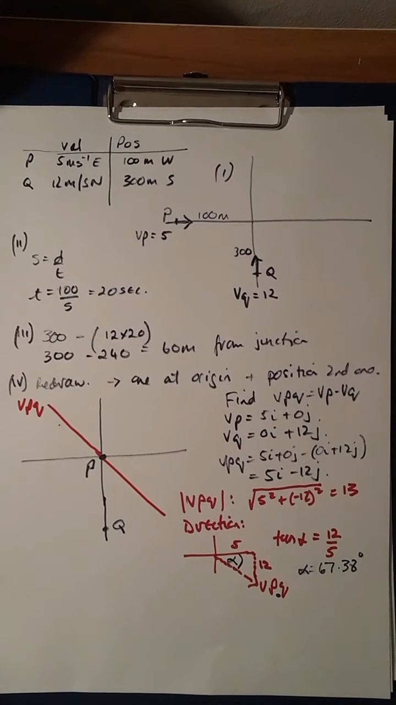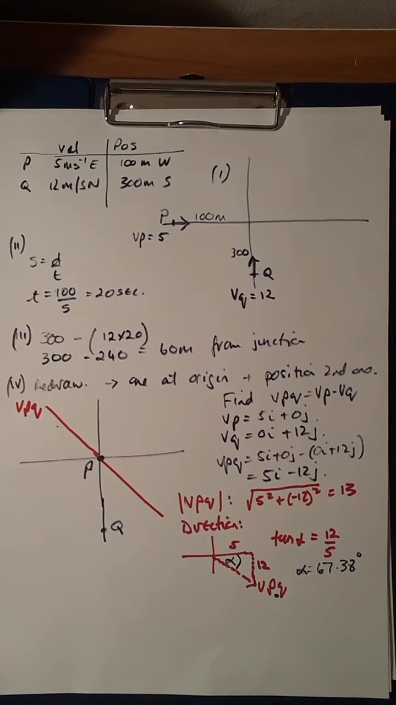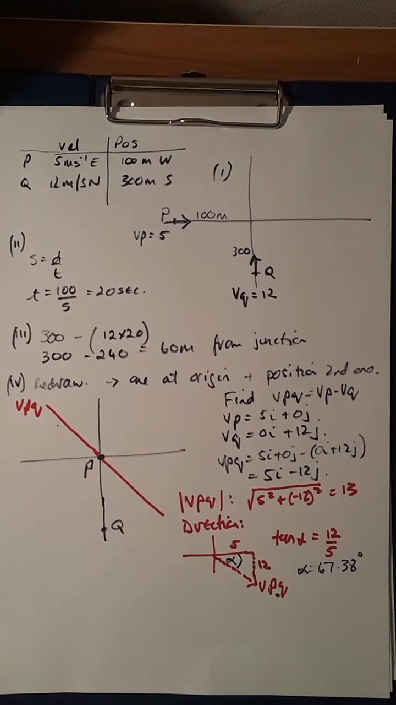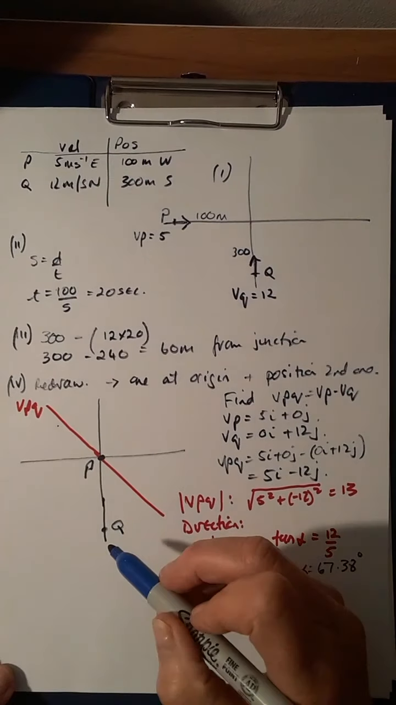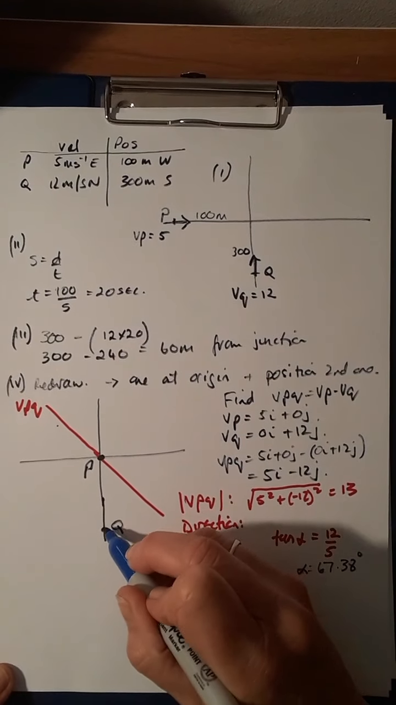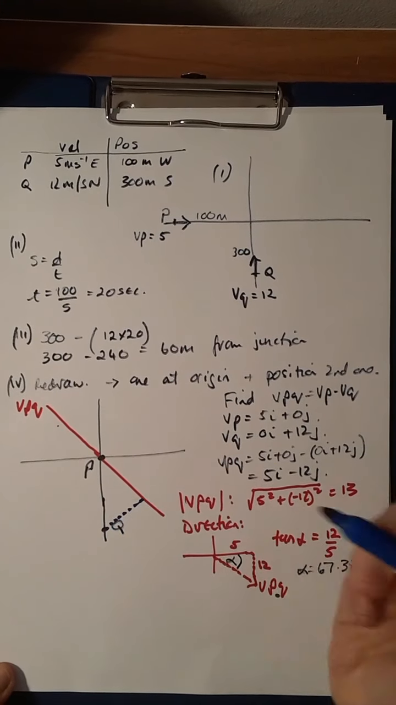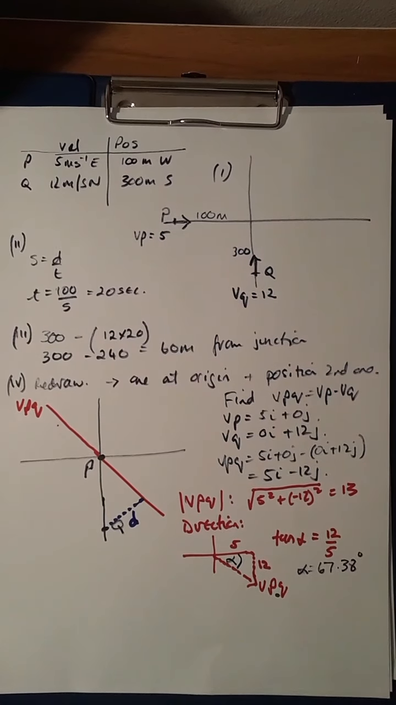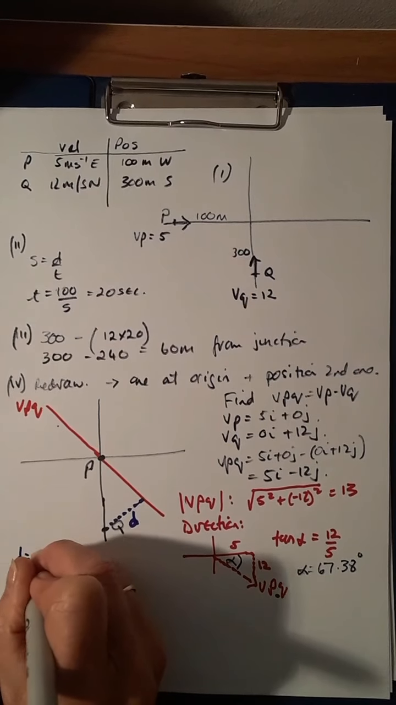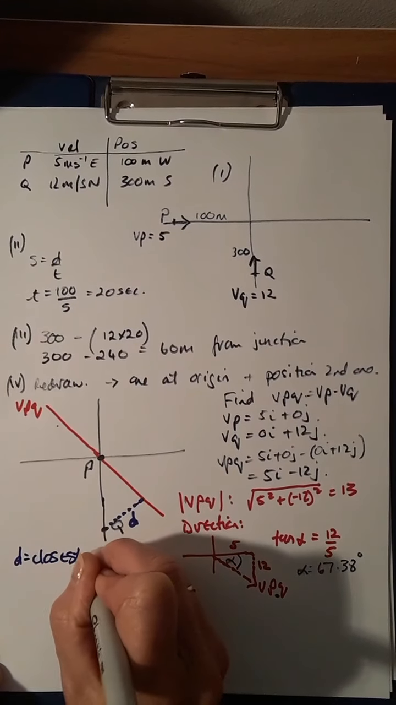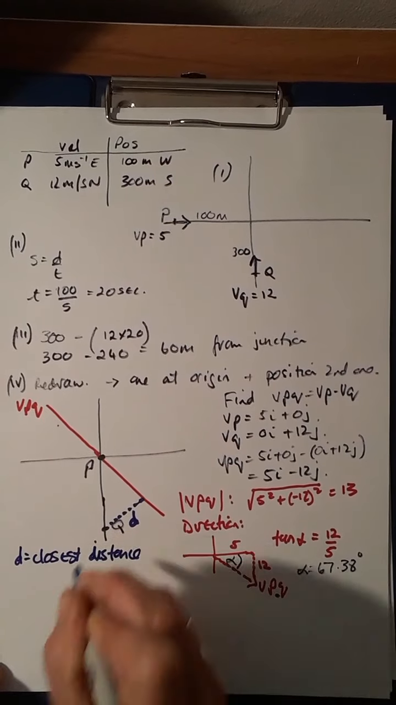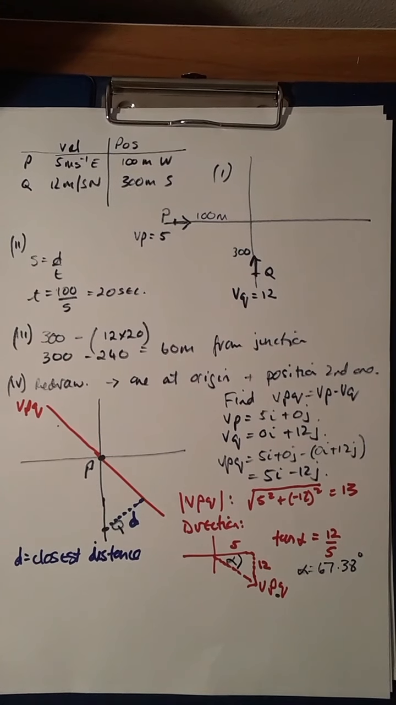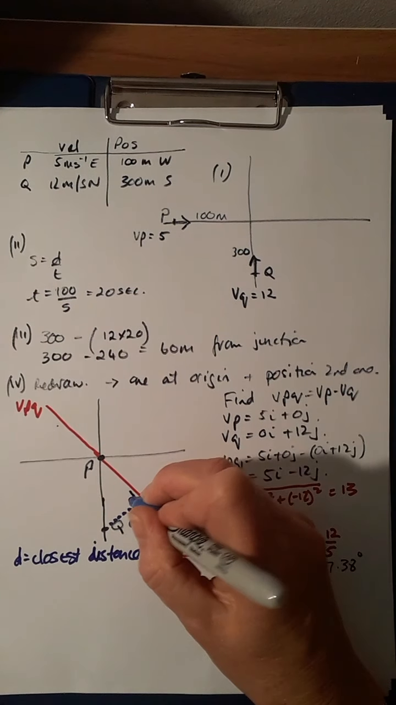Okay. Now, the question asks me to find the closest distance. Once you've put the line in, you drop a perpendicular from Q's position down onto that red line. And that distance there, I'm going to call it D. D is known as the closest distance. You've got to find D. So if you look at that diagram, what you actually have is a right angle triangle, because I've dropped a perpendicular, so that's a right angle here.